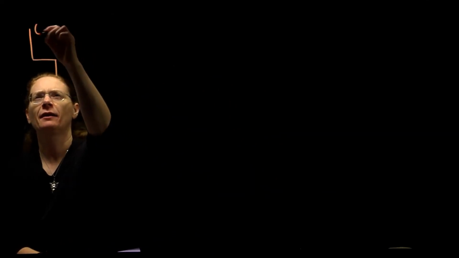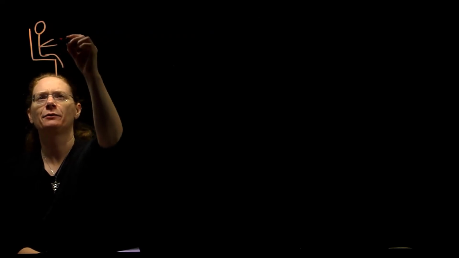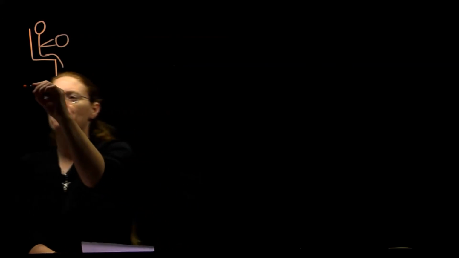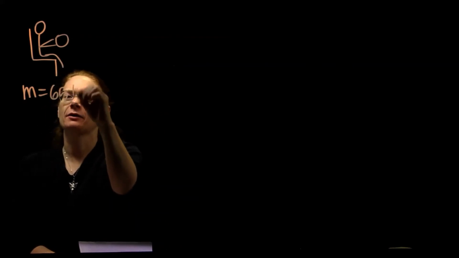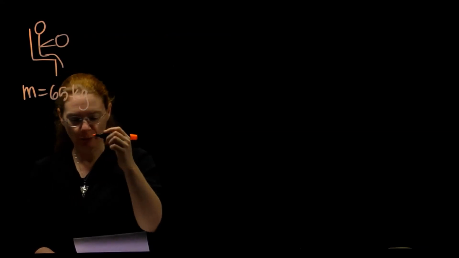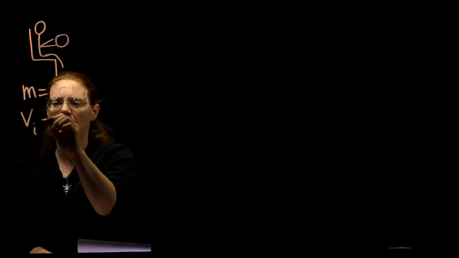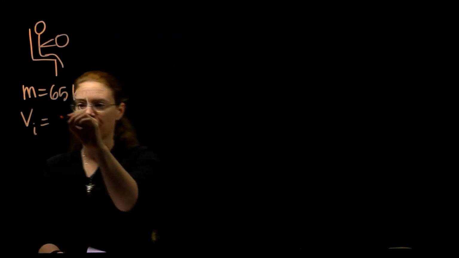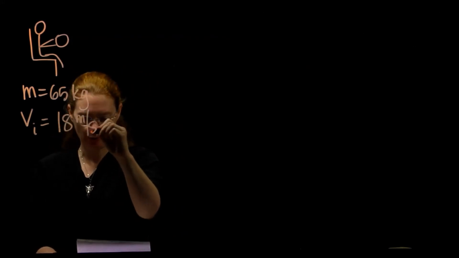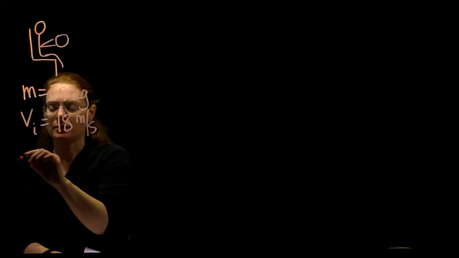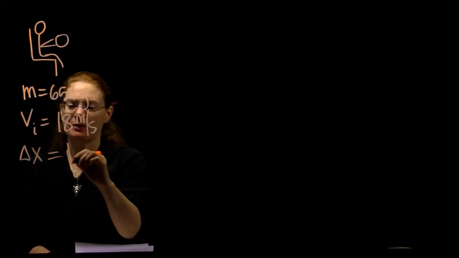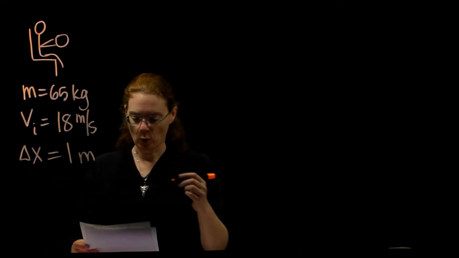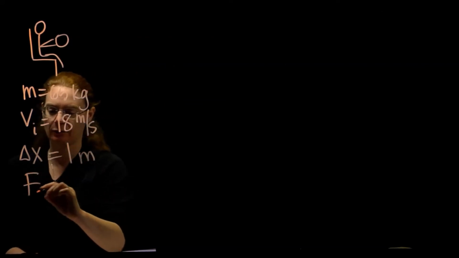Let us get started. First thing, draw a picture. Okay, so you're in the seat, and you've got the steering wheel. There's my picture. Picture, knowns. We're assuming a mass of 65 kilograms. It's kind of a small mass. We're going 40 miles an hour, so our initial velocity, I've got to convert it. If we convert that, it's 18 meters per second. And the distance over which we come to a stop is about 1 meter. We want to know what is the force of the seatbelt.